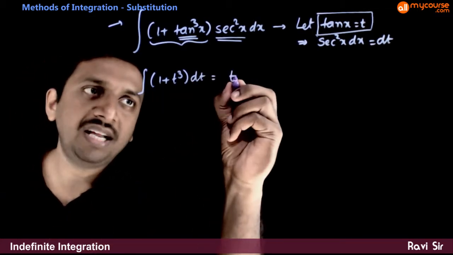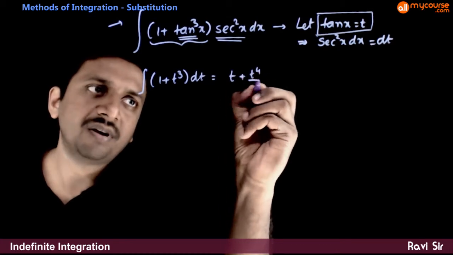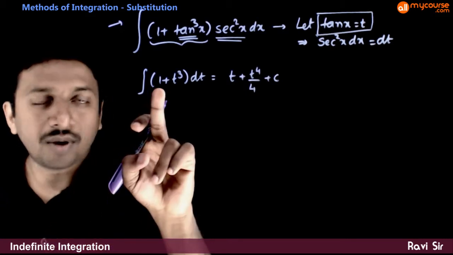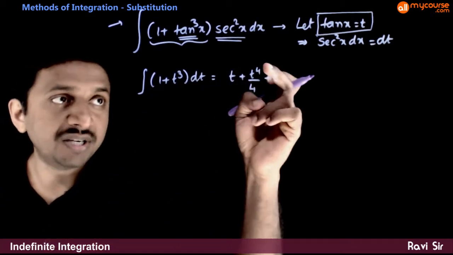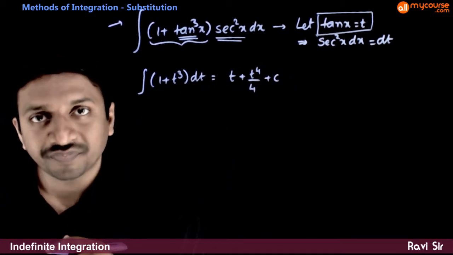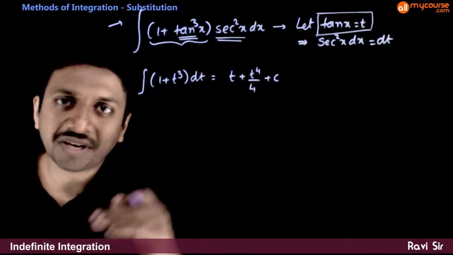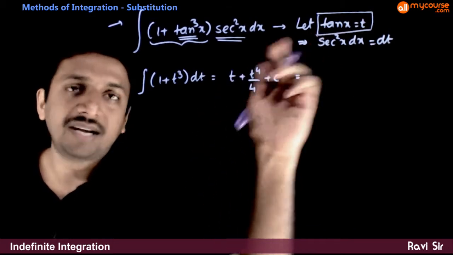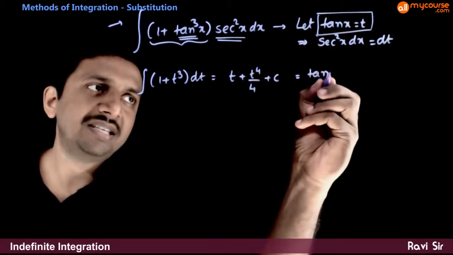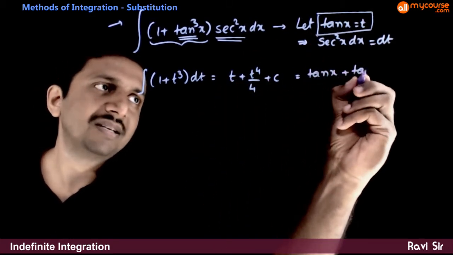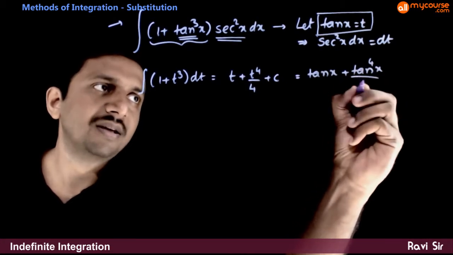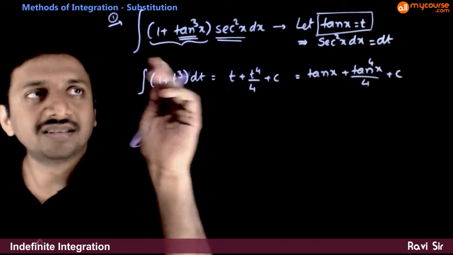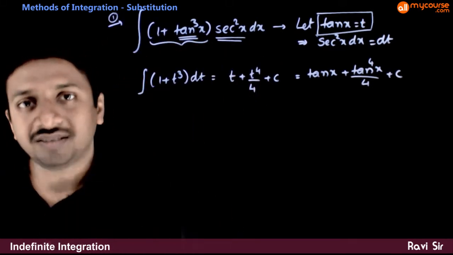So you have t plus t power 4 by 4 plus c as the answer. So 1's integration is t, t cube's integration is t power 4 by 4. Once you complete this integration, you can put back the function. So t is nothing but tan x. So the answer is tan x plus tan power 4 x by 4 plus c. So this is the integration of 1 plus tan cube x into secant square x.